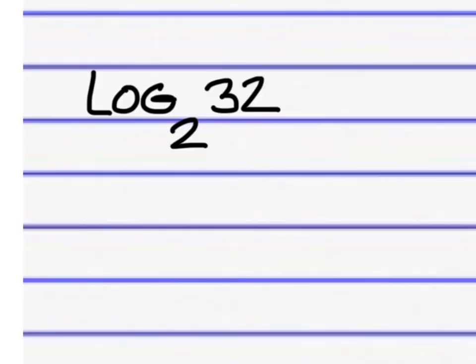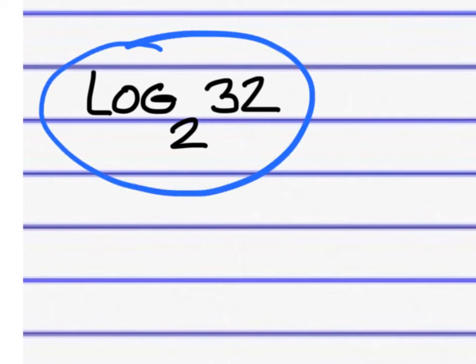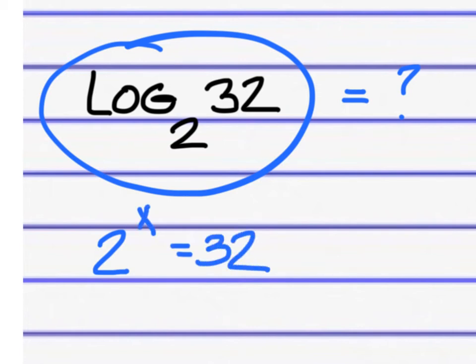Like log base 2 of 32, notice that it's not an equation. But this must be equal to something. So you would think to yourself, 2 to what power is 32? 2 to some power x is 32. And this one is an easy enough one that you should know it is 5, because 2 to the 2nd is 4, to the 3rd is 8, to the 4th is 16, to the 5th is 32. You just multiply through by 2 until you come up with the right number.